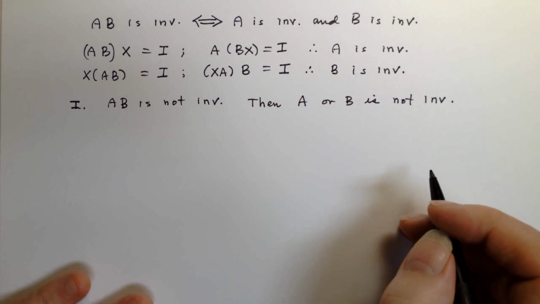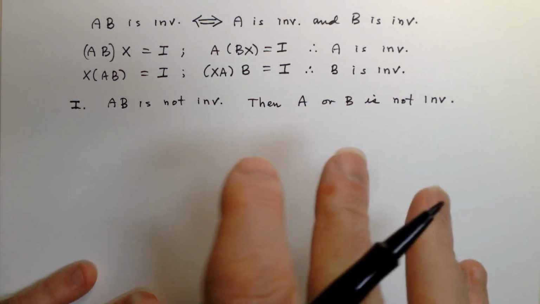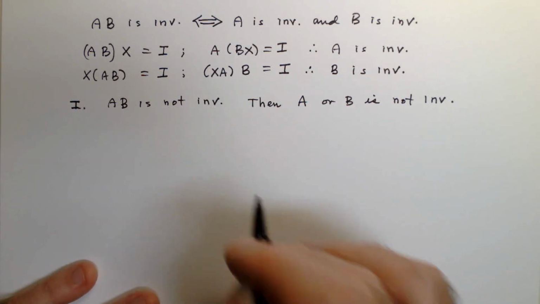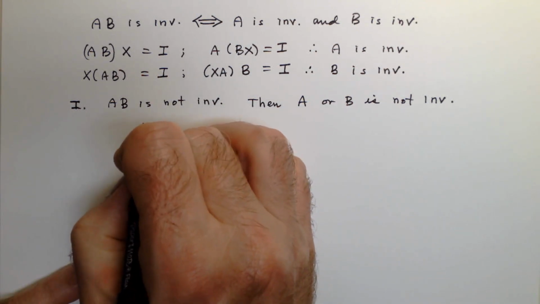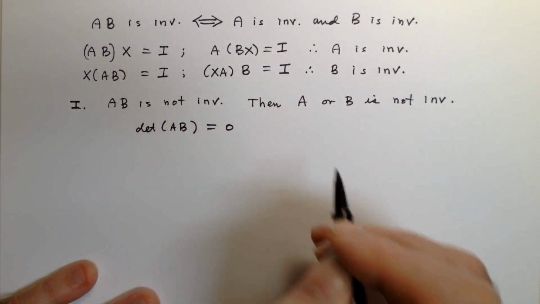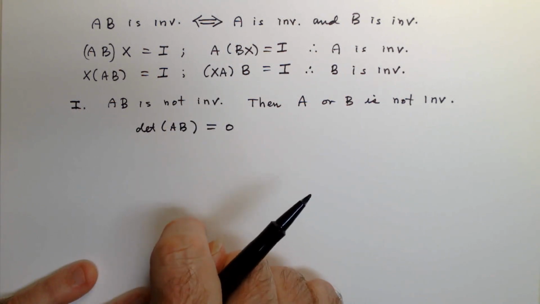Okay, now let's look to see why our result about the determinant of the product equaling the product of the determinants must be true in this case. So if I look at the determinant of AB, that has to equal 0 because AB is not an invertible matrix.